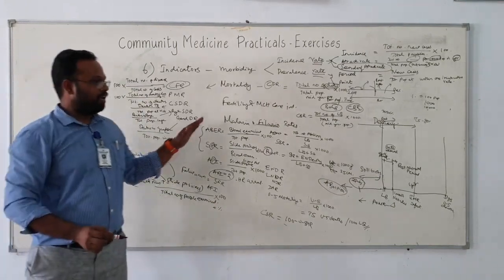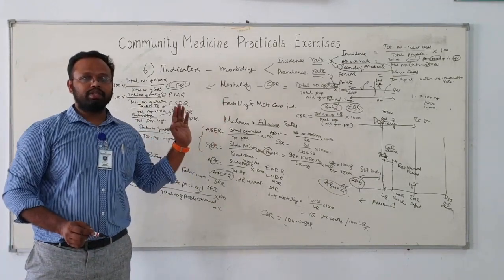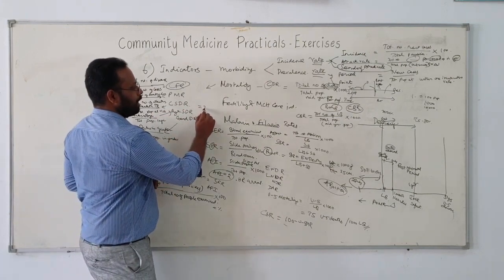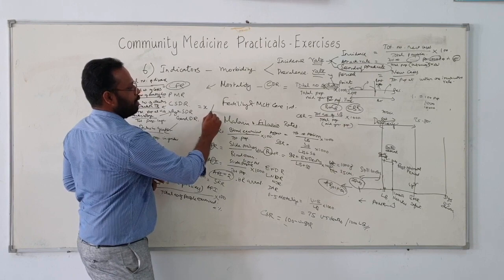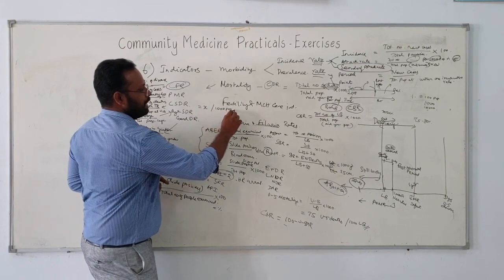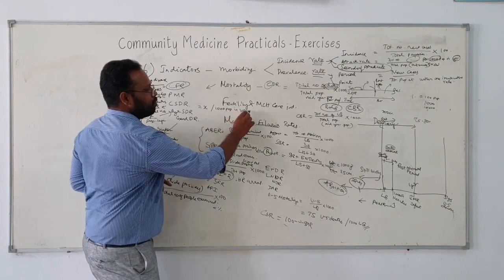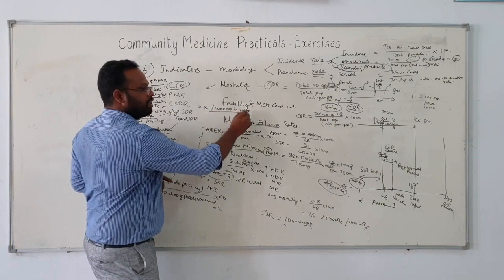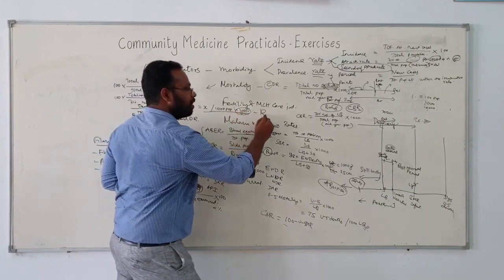So in all these indicators, if you mention the unit, you get your final number as X per 100 population or 1000 population in a year. Whenever you mention this denominator and the time, only then will it be called a rate.